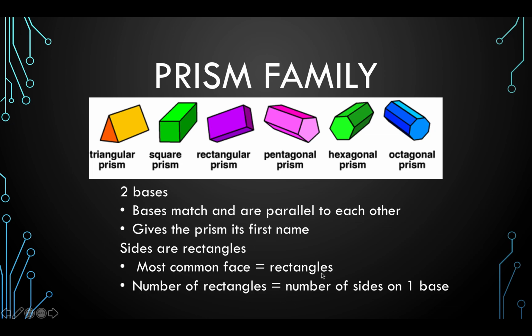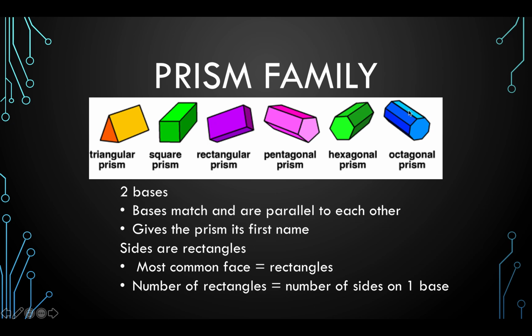Now, the number of rectangles actually matches the number of sides of one base. Let me show you. If I think about a triangular prism, that means I have two triangles, and then I need to have rectangles go around that triangle. It would need 1, 2, 3 over here. If I think about a pentagonal prism, it's going to have a pentagon and a pentagon. Then it's going to have 5 go around because pentagon means 5. How many rectangles do you think are around this octagonal prism? Think about it.